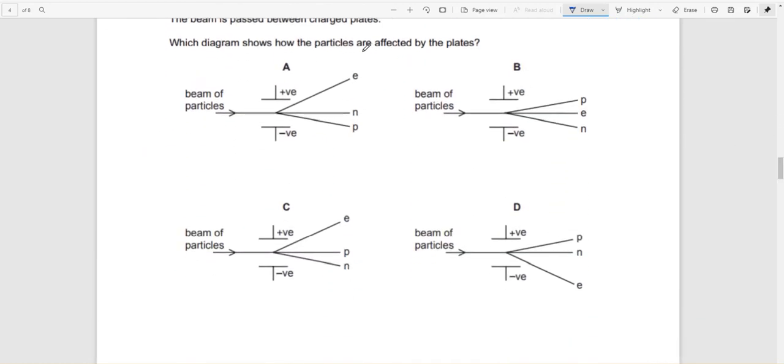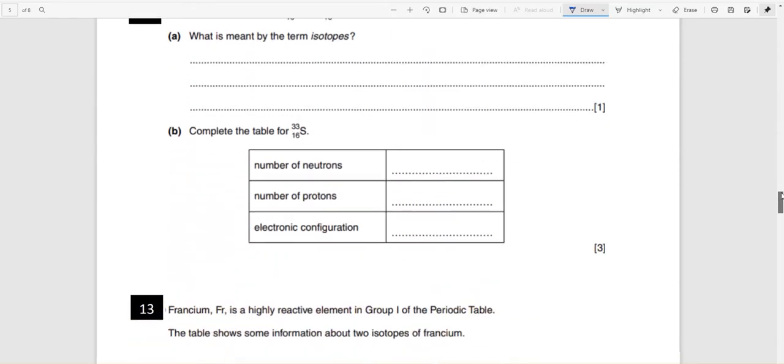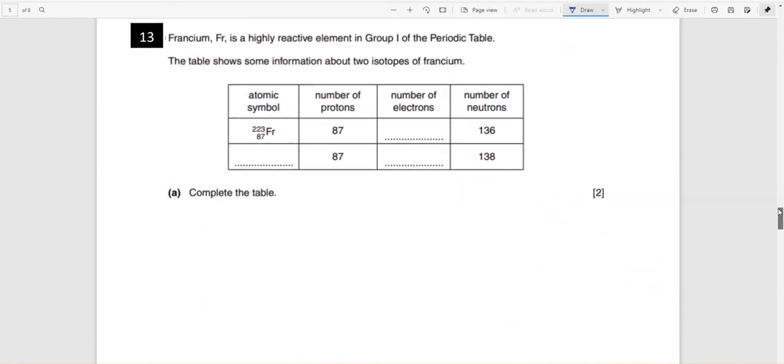This diagram shows how the particles are affected by the plates. So the electron must be deflected by the positive plate and the proton must be deflected by the negative plate. The answer would be D. We already did this one.